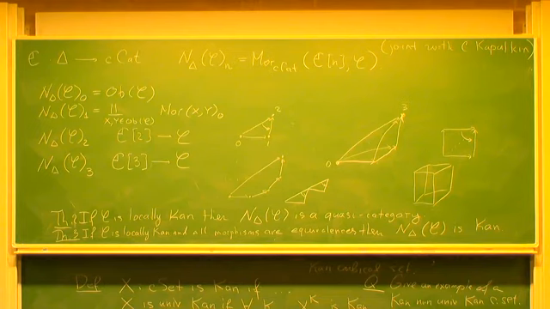Does the functor N Δ have any exactness properties? Well, N Δ, because it's obtained by morphisms from something, it commutes with finite limits. Yes, it commutes with limits. I cannot say anything good about colimits.